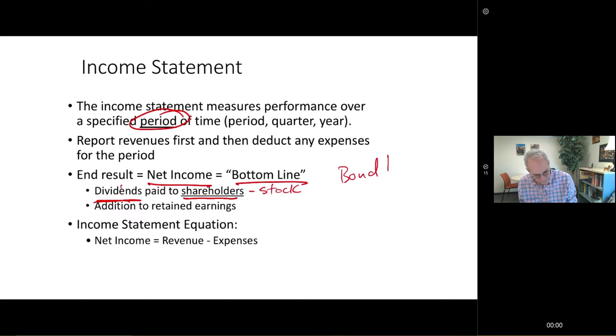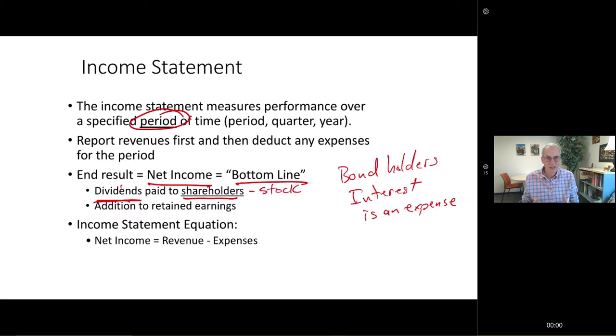Bondholders receive interest. Interest is, and this is important for you to remember, an expense of doing business, because bondholders are not owners, and if you have to pay them more money than what they gave you, then that's an expense of running your business.